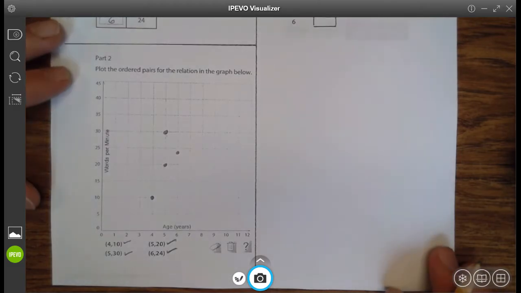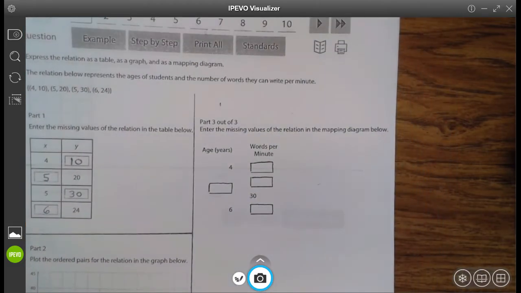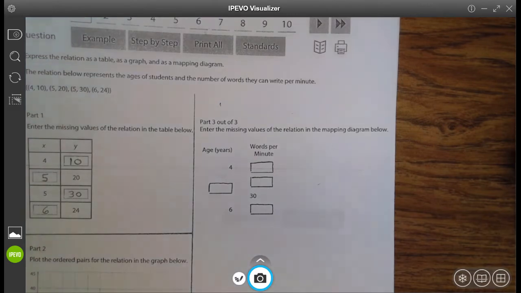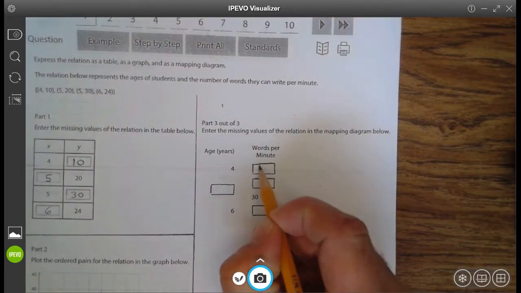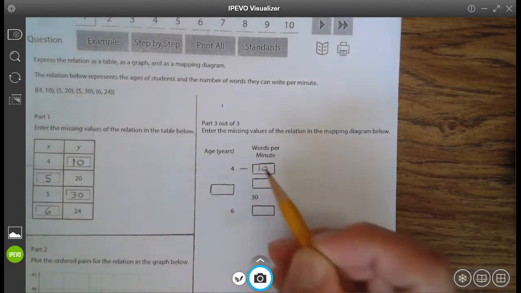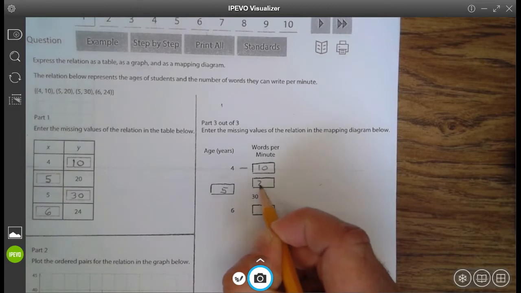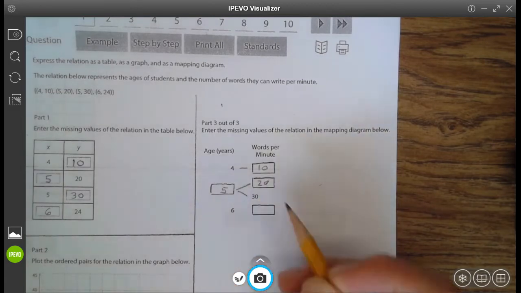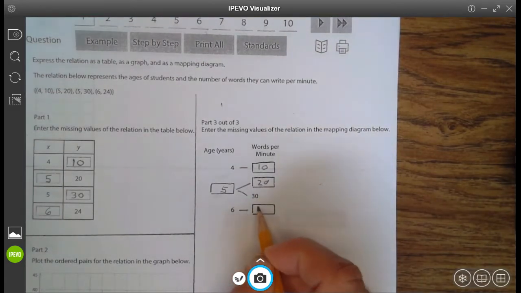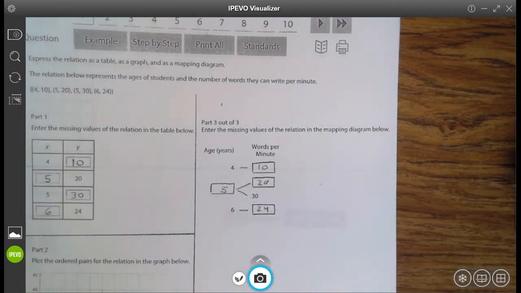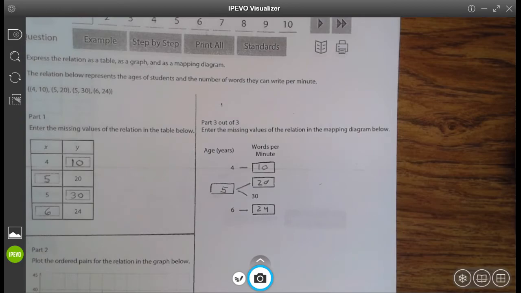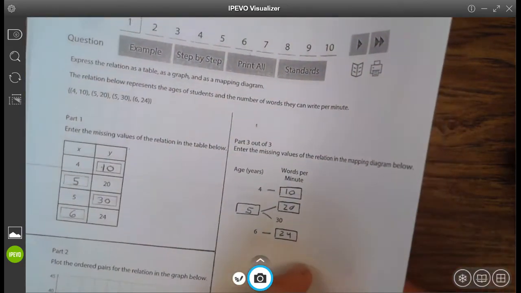All right, now let's take a look at part 3. Enter the missing values to relate to the mapping diagram below. So we know that 4 goes to 10, 5 goes to 20 and 30, and 6 goes to 24. All right, go ahead and finish up part 3. Let's take a look at the next example.